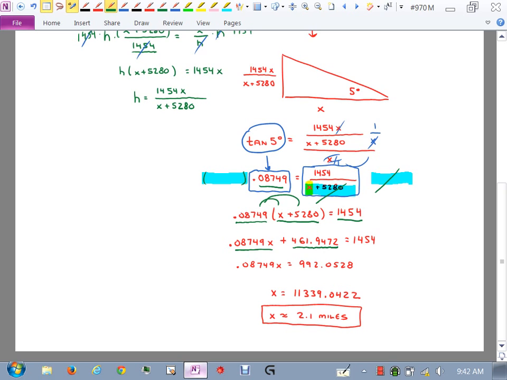461.9472. And now I'm almost there. I can just move this to the other side by subtracting it, which gives me this on the right side. And then I still have the left side as 0.08749. I will divide through by 0.08749. So I divide this by that, and you get 11,339.0422. That's how many feet x is. But we're going to answer it in miles, so we divide that answer by 5280. When we do that, we get approximately 2.1 miles.